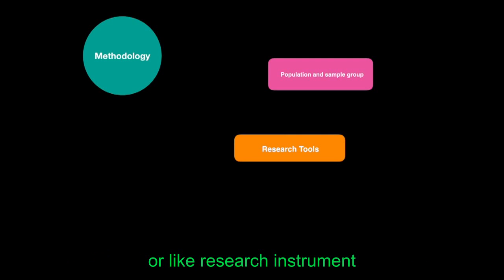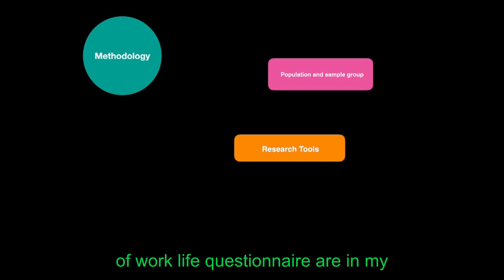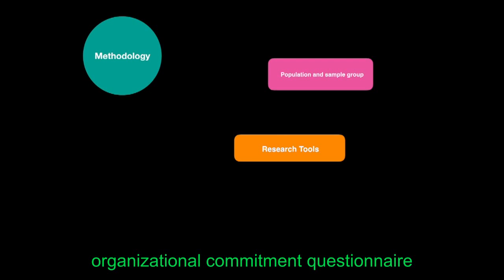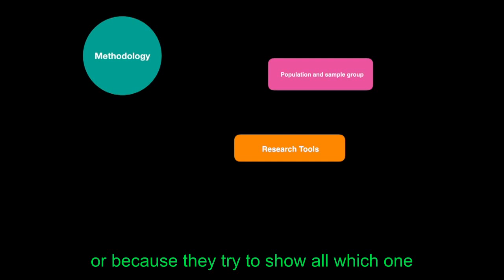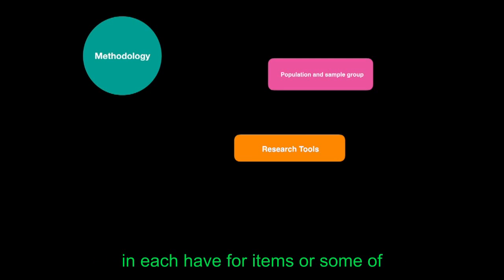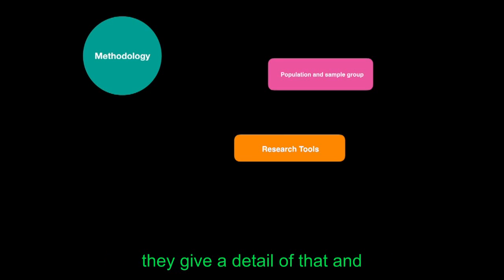The second one is the research tool, or research instrument. They show that there are three parts. The first one is a personal detail questionnaire. The second one is a quality of work life questionnaire in 9 aspects. And the last one is an organizational commitment questionnaire with 3 aspects. I have seen that it's okay because they try to show each part, and some have 4 items, one has 33 items, and the last one 24 items. They give good detail on that.